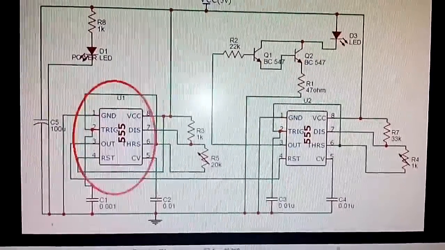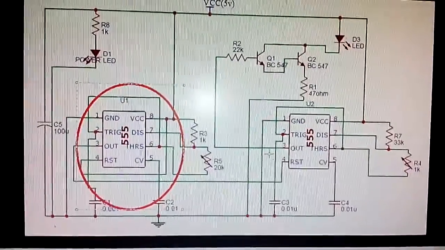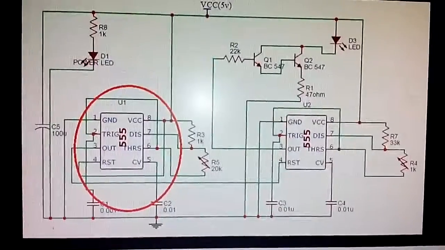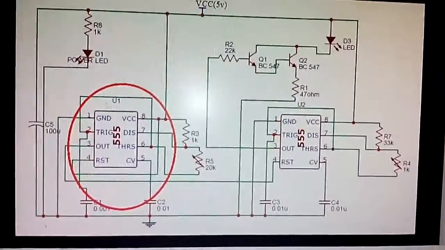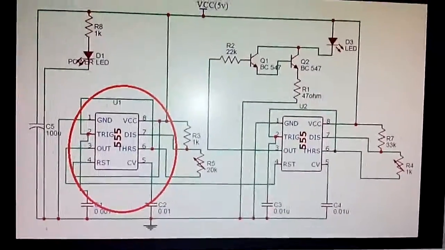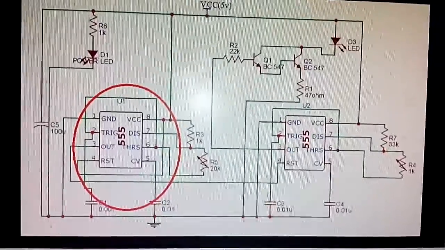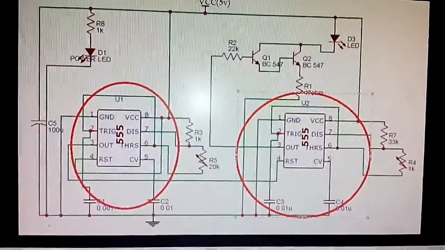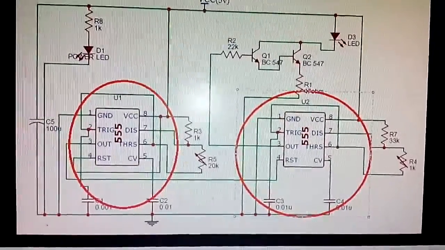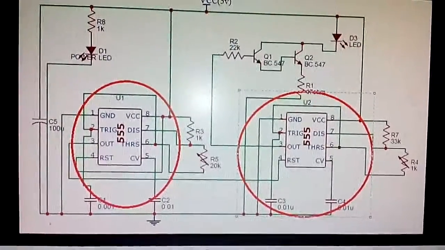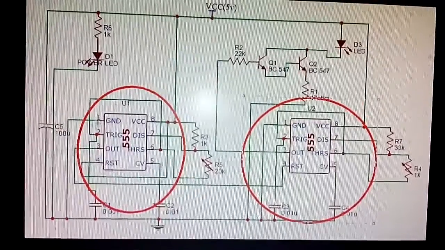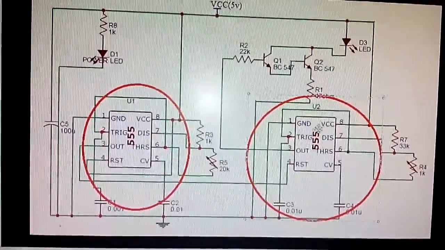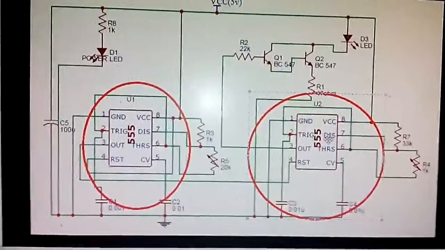The first timer, as you can see, is used to generate a modulating signal of a few hertz, say 10 hertz, 100 hertz, 50 hertz, etc. And the second timer is used to generate the carrier signal, that is 38 kilohertz. So this modulating signal actually modulates this carrier signal.